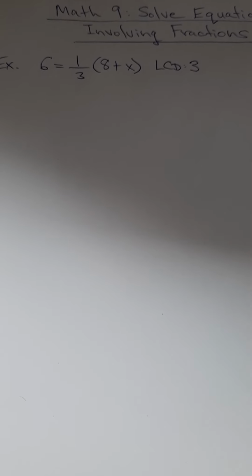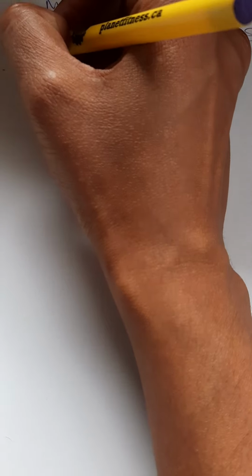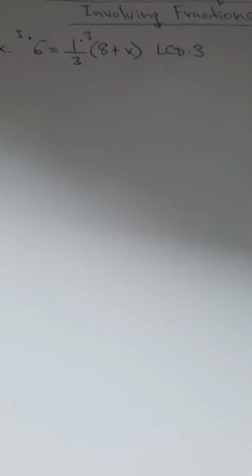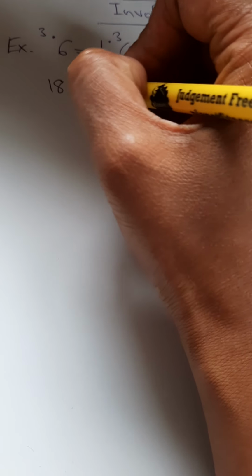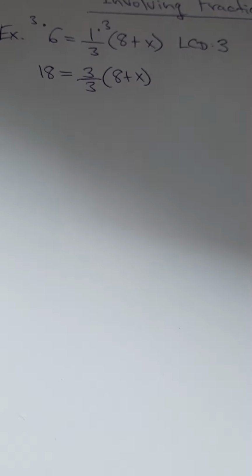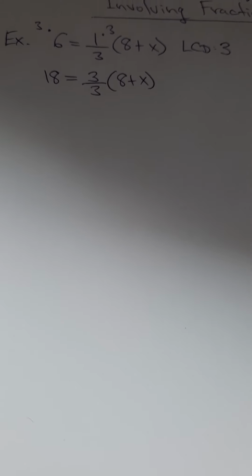Okay, you take the lowest common denominator, and I'm just going to times it by 3 on both sides. Okay, so remember when I'm putting this dot, that means you're multiplying the two numbers together. So I'm doing 3 times 6, so 18 equals, and I'm going to put one step in between here. What we're doing is 3 times 1, which is equal to 3. So 3 over 3, and then 8 plus x. Okay, so just like this.